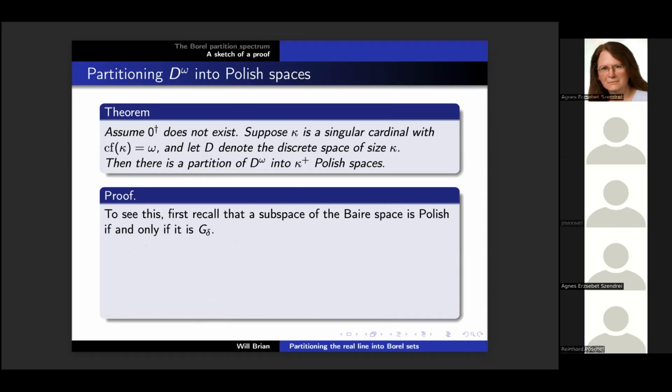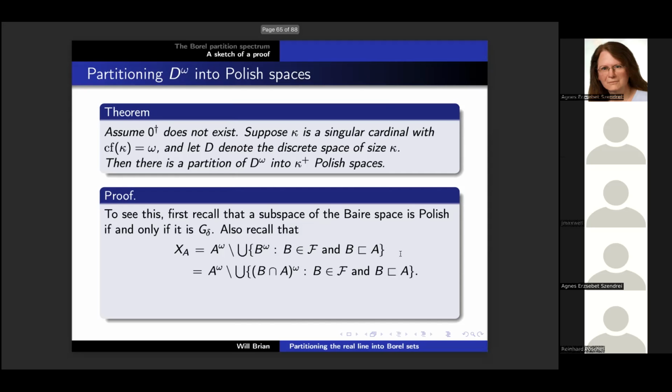In order to see this, you need to recall a fact from topology or descriptive set theory, however you want to look at it. If you have a subspace of the Baire space, it's Polish if and only if it's a G delta subspace. So G delta, countable intersection of open sets. Well, here is our definition of X_A. It's A^ω, remove all of the B^ω's, where B ranges over F and B came before A. That's the same as A^ω remove B∩A^ω. Essentially, any points in B that aren't in A, we don't care about, because those aren't in A^ω to begin with. We really only need to remove the points of B^ω that are in here.